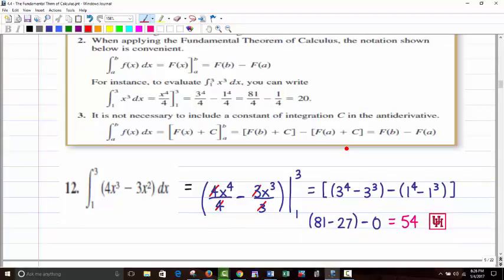So here's another one. The integral of 4x cubed minus 3x squared from 1 to 3.